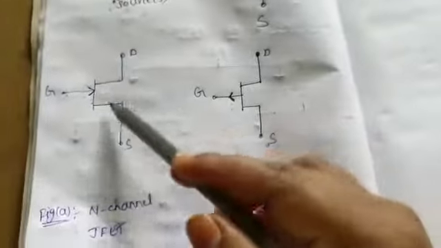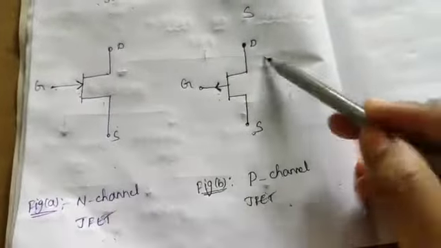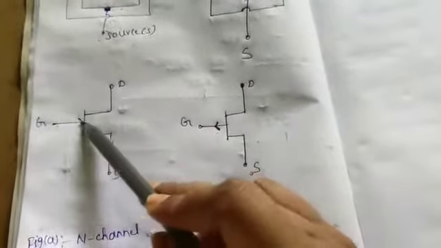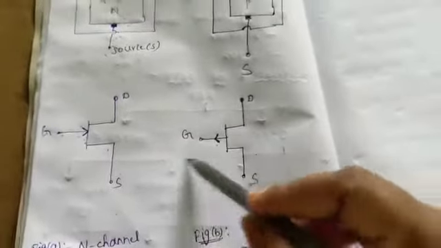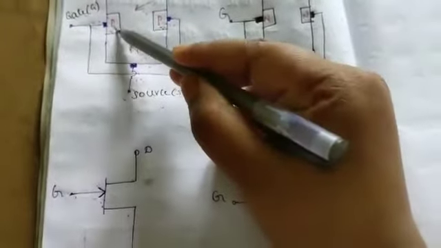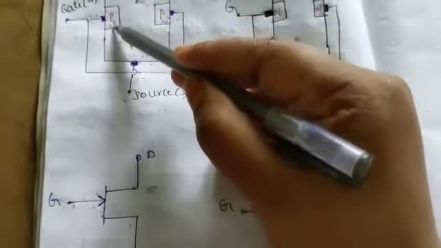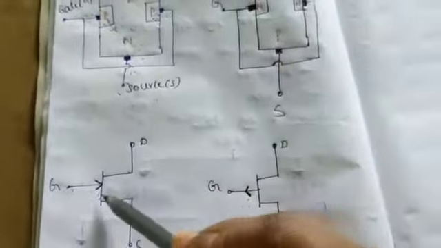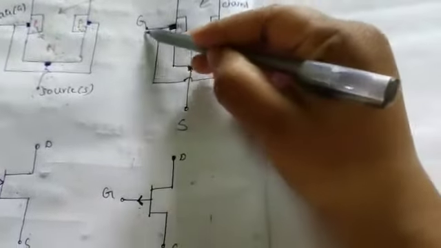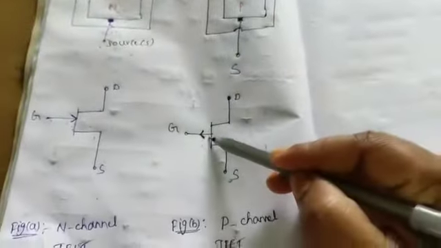These two are the corresponding symbols. This is the symbol for the N channel JFET and this is the symbol for the P channel JFET. The only difference is the arrow. Here the arrow is in the inward direction and here it is outward. Why? Because the current always flows from P to N. So for the N channel, P to N is inward, so the arrow points inward, and for the P channel, P to N is outward, so the arrow points outward.